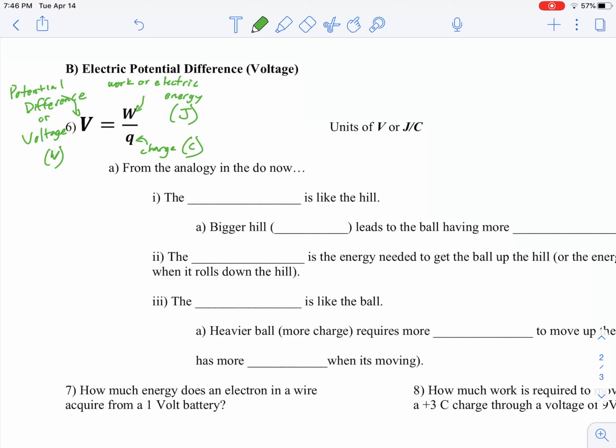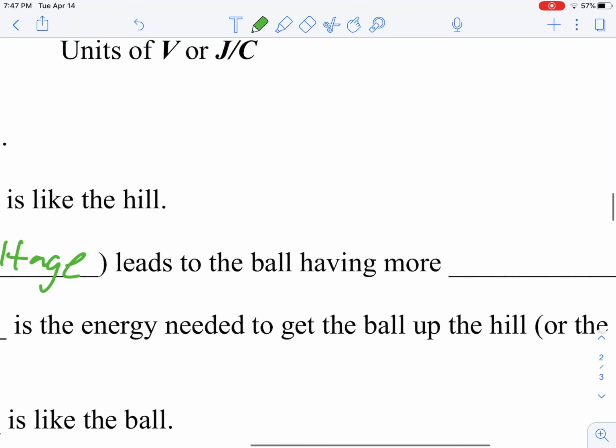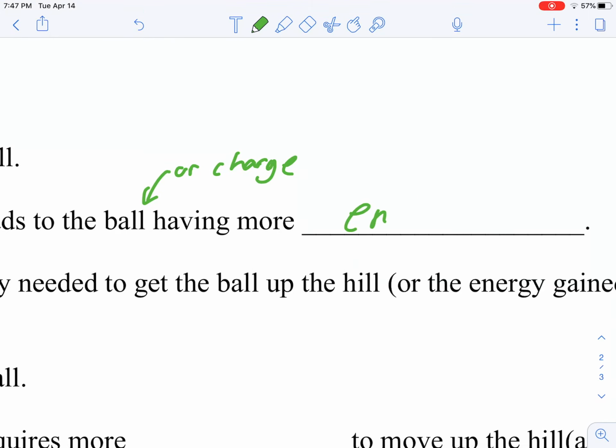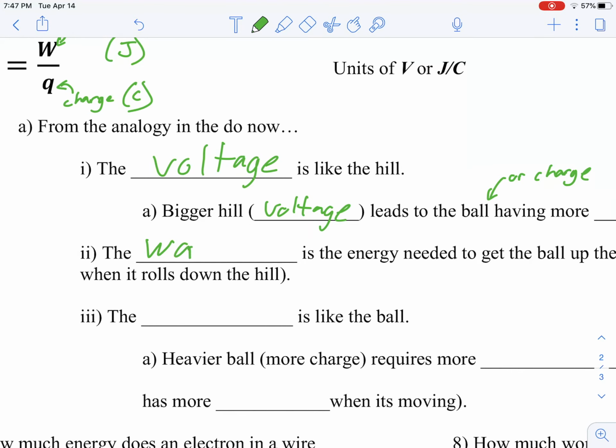So, just to reiterate from our analogy in the do now, voltage is the hill. Okay, the bigger the voltage, the bigger the hill. So if something has a lot of voltage, think about it being a really big hill. Bigger hill, or voltage, leads to the ball or charge having more energy. Potential, which turns into kinetic.